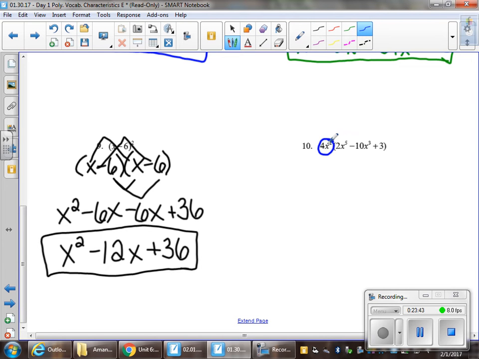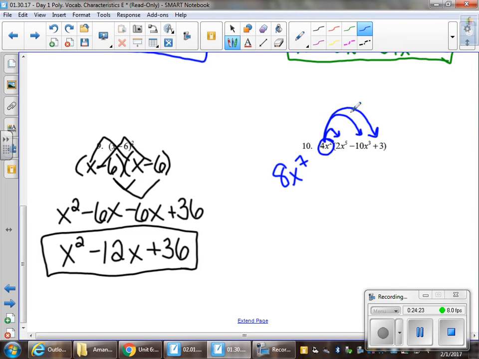We distribute the 4x squared to 2x. We distribute it to every single term in the parentheses. So what's our first term? 2x. We have 4x, and what's the exponent going to be? What happens when we multiply two terms with different exponents? We add them. So 7.